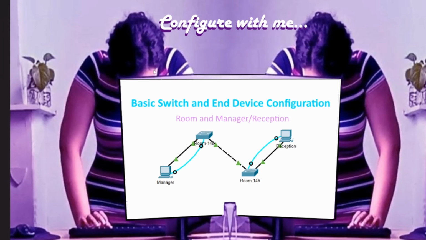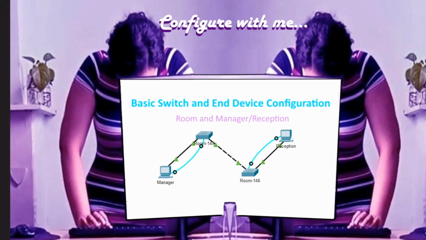Okay, so today we're going to configure a switch and an end device. This is the title: basic switch and end device configuration. We're going to call the switches room. There are two of them, room 145 and room 146. And then the end devices will be manager and reception. I did it this way so you can easily understand it. So the switches are room and the end devices are manager and reception.